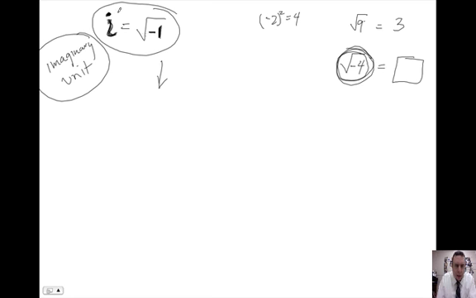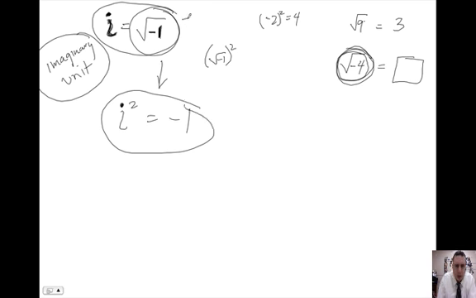Understand this. There's one more thing you should know based off of this. What if I squared this side? It becomes i squared. What if I square this side, what does that become? What is the square root of negative 1 squared? Well, a square and a square root cancel, right? And you're left with negative 1. I need you to know these two ideas right here. i is the square root of negative 1, or i squared is just negative 1. Memorize those two, write those down. We're going to use those later.